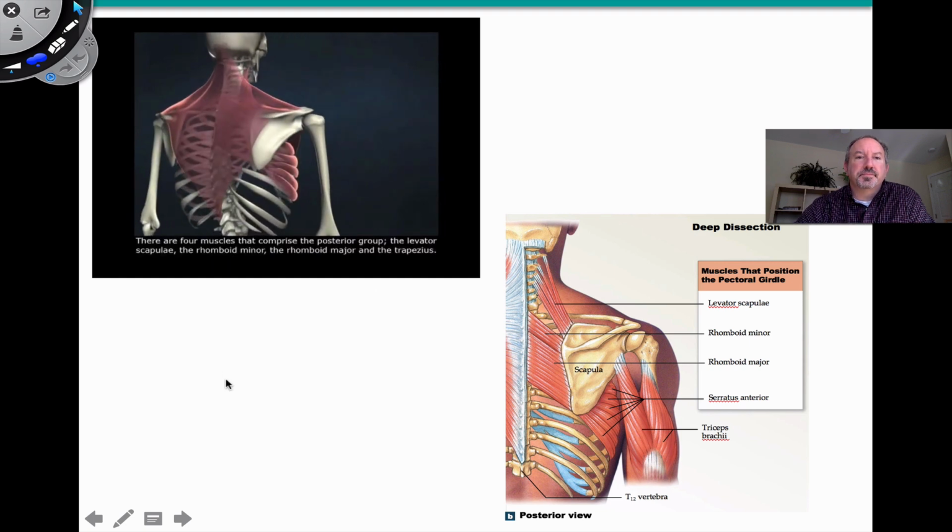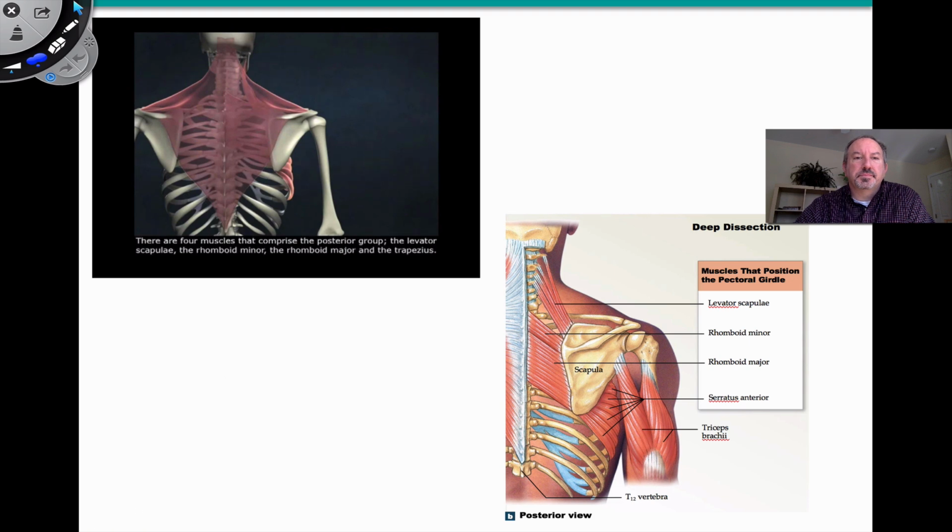There are four muscles that comprise the posterior group: the levator scapulae, the rhomboid minor, the rhomboid major, and the trapezius. The levator scapulae muscle originates on the transverse processes of vertebrae C1 through C4 and inserts on the medial border of the scapula just superior to the spine of the scapula, which is this part. The rhomboid minor muscle originates on the spinous processes of vertebrae C7 through T1 and inserts on the medial border of the scapula at the level of the spine of the scapula. The rhomboid major muscle originates on the spinous processes of thoracic vertebrae 2 through 5 and inserts on the medial border of the scapula inferior to the spine of the scapula. Just below the spine.